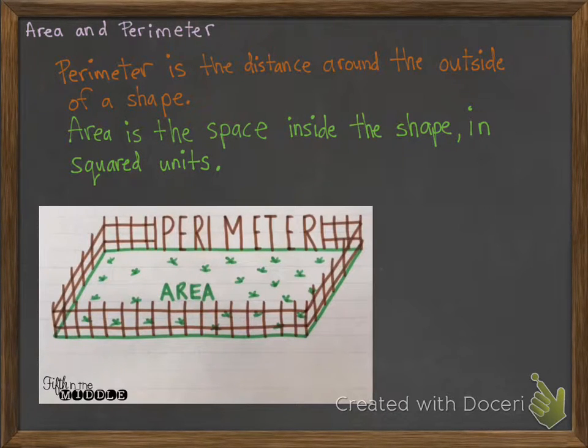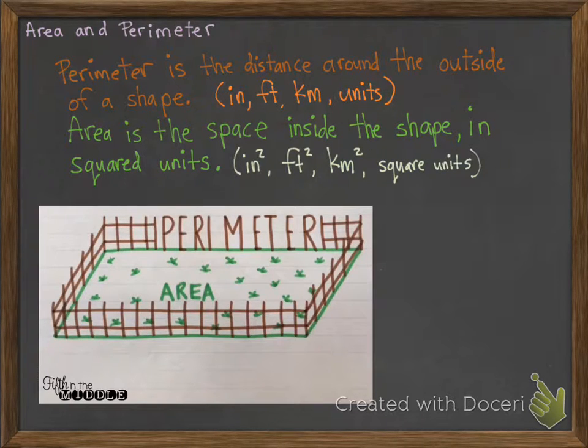One important thing to remember is that perimeter is always one-dimensional. We use units like inches, feet, kilometers, or if it's on a graph, just units. Area, however, is two-dimensional space, and we use squared units like inches squared, feet squared, kilometers squared, or just square units if it's on a graph.